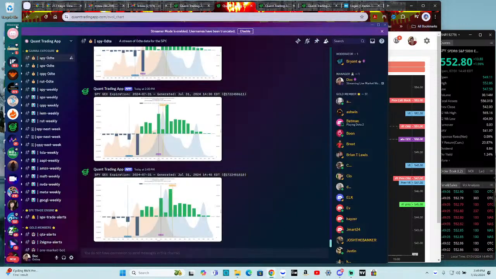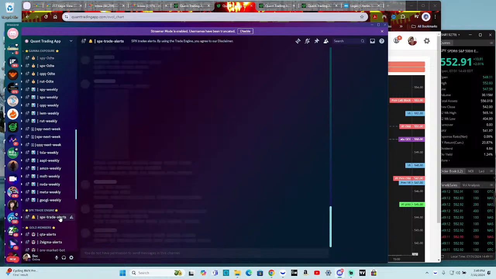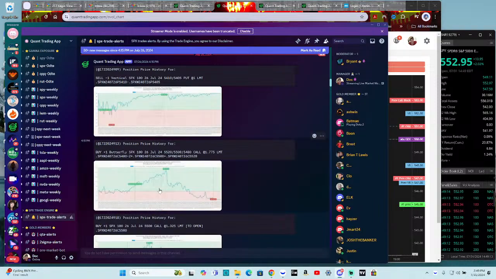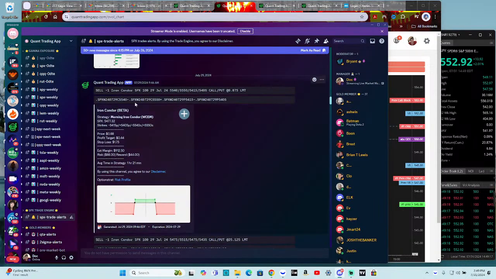If you're into SPX, there's the trade engine for SPX. I won't get into it now, but it will tell you when the conditions are right for an iron condor. It'll explain everything to you. It's still in the beta phase, so this is like a new member of QTA. It's still learning how to trade, but when it's good to go, it's going to be a game changer. So if you're into SPX, you want to watch this closely.